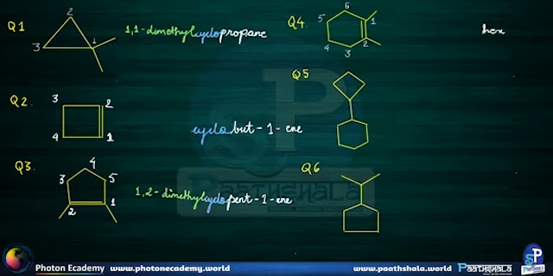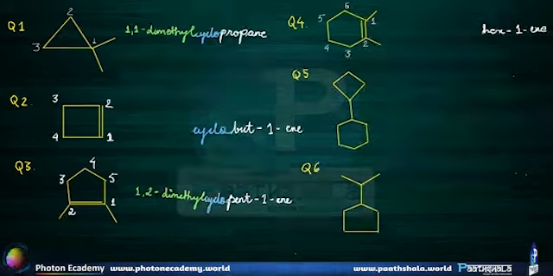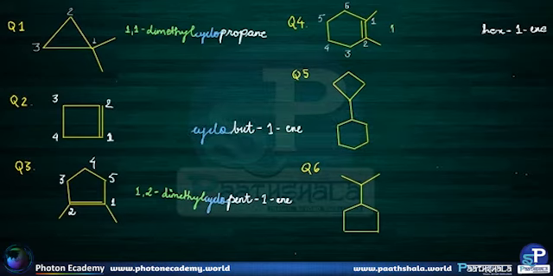And as the double bond is present between the first and the second carbon atom, the primary suffix will be hex-1-ene. Now, the prefix will be according to these substituents, that is, there are 2 methyl substituents present on the first and second carbon atom. So, our prefix will be 1,2-dimethyl.